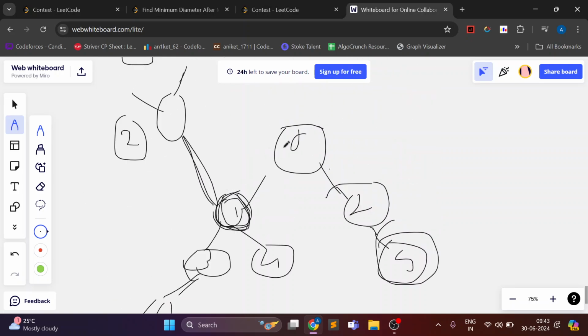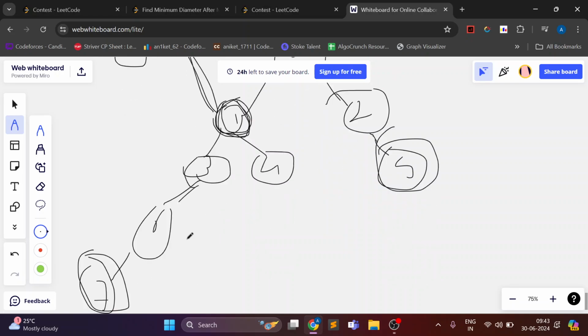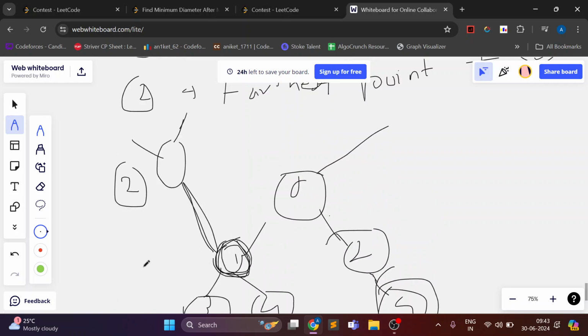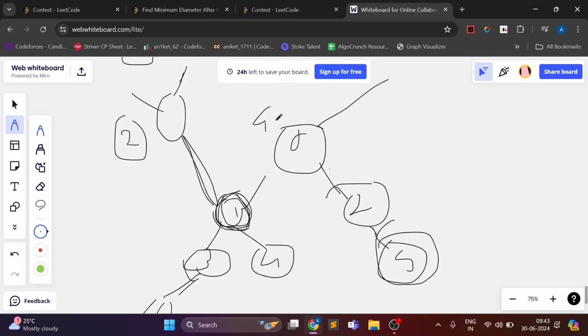So for 0, let's say I connect another tree. What diameter will the first tree contribute? 1, 2, 3, 4. So from 7 the distance is 4, and from 5 the distance is 2. So it will contribute the max of both of these distances to the diameter. I have to repeat this process for both the trees.